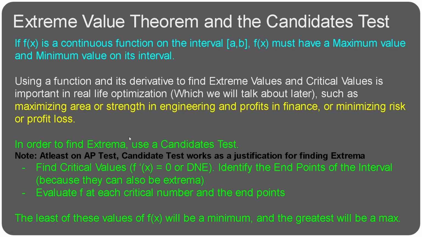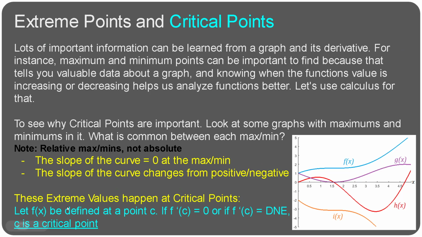So to use a candidates test, you find the critical values, and as we went over on this last slide, critical values happen when the derivative does not exist or if it equals 0.